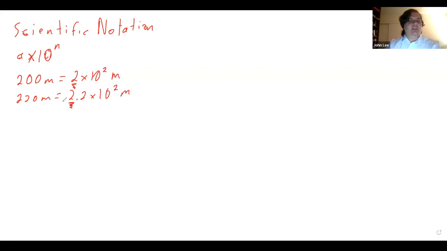So 220 meters becomes 2.2 times 10 to the second meters, instead of being 2.22 times 10 to the first meters, because you only have that one digit to the left of the decimal place, because it's telling you how many zeros over the most fundamental, the biggest digit is going to be. That's basically the point of scientific notation.